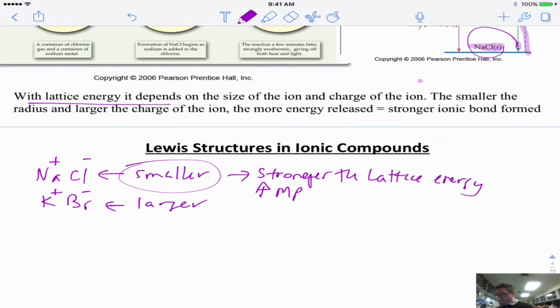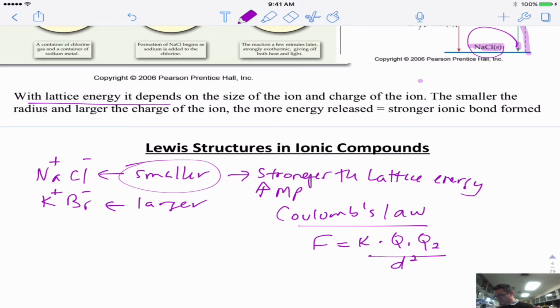So this is based on Coulomb's law, where the force of attraction is equal to the constant times the charges, which in this case were +1 -1, over the distance squared. The smaller the distance, the greater the attraction. The greater the attraction, the higher the lattice energy. The higher the lattice energy, the higher the melting point.